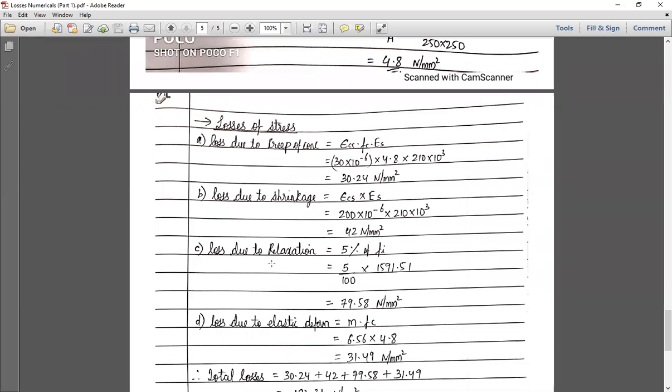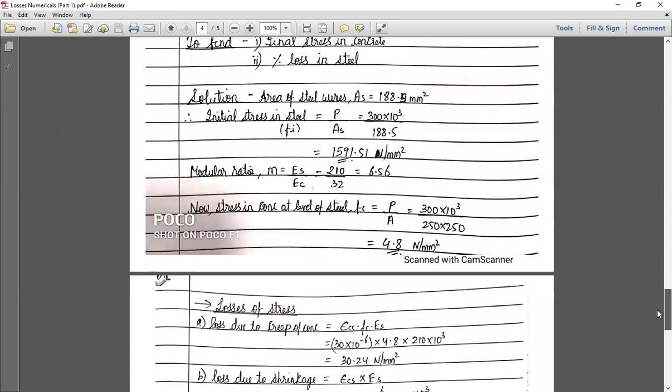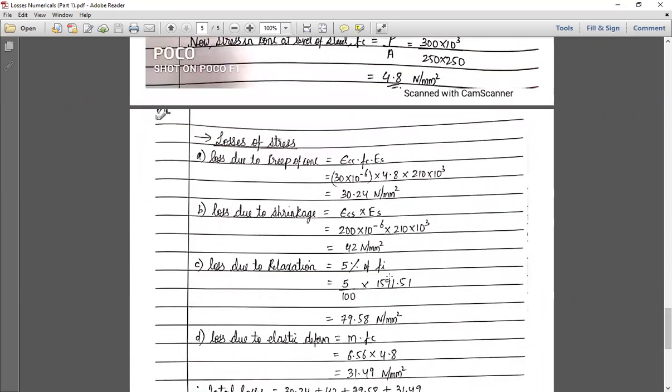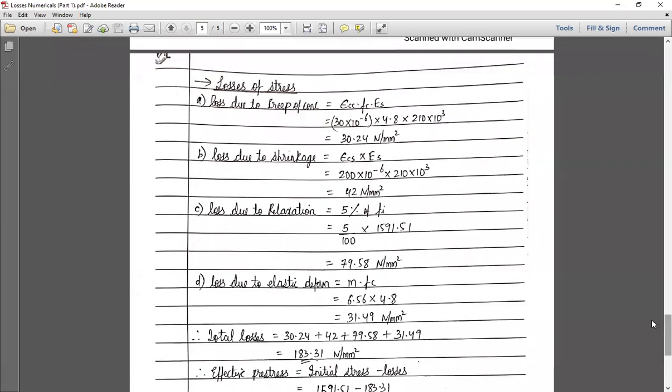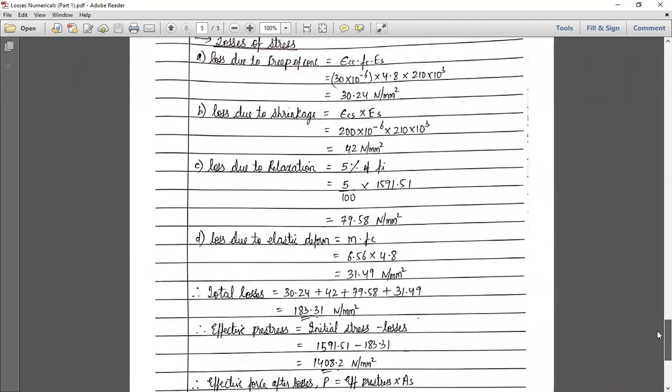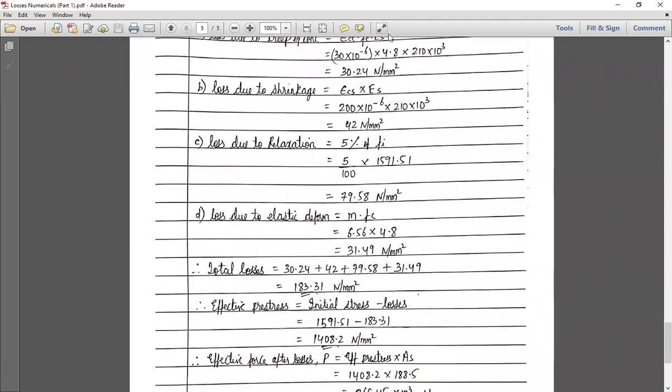And loss due to relaxation, how to find out? This is given in the question as 5% of the initial stress. The initial stress we have calculated is 1591.5, so 5% of that is this much. Then loss due to elastic deformation is m into Fc, and Fc we have also calculated. Therefore the total loss is the summation of all these losses, which comes out to be 183.31.